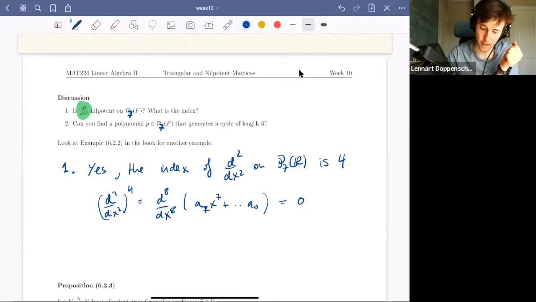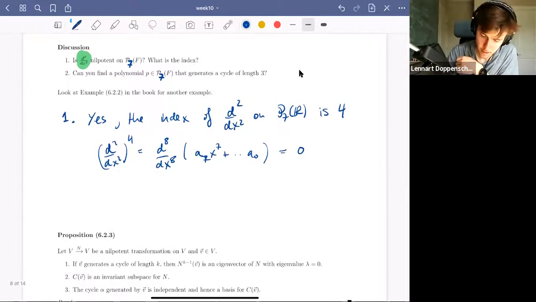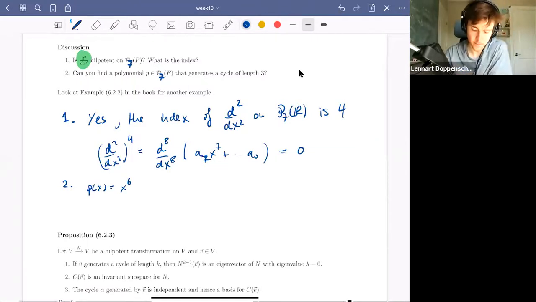Yeah, x to the 6 works. Right, because otherwise it would be too long, I guess. So the second point is p of x is equal to x to the 6.